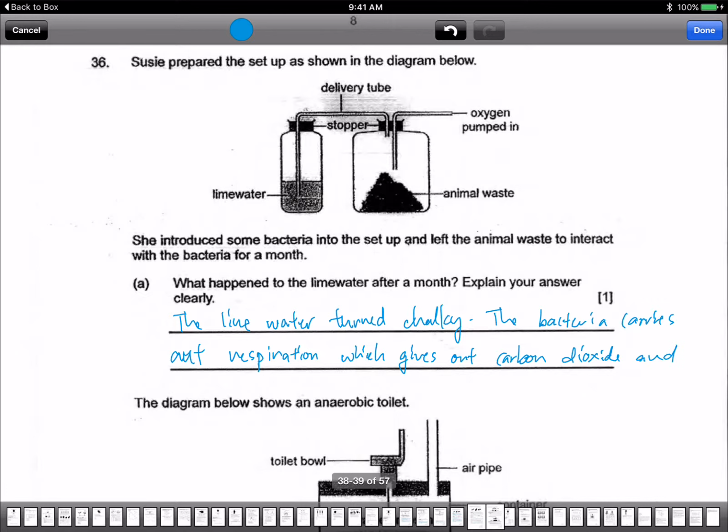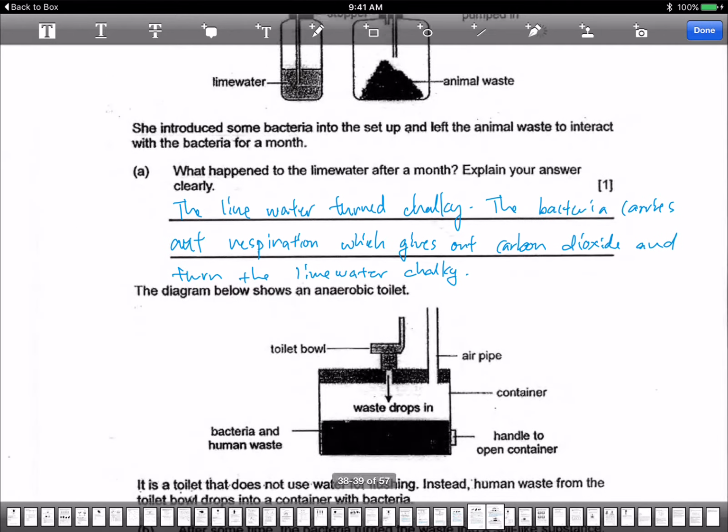And turns the lime water chalky. Okay. Next one.